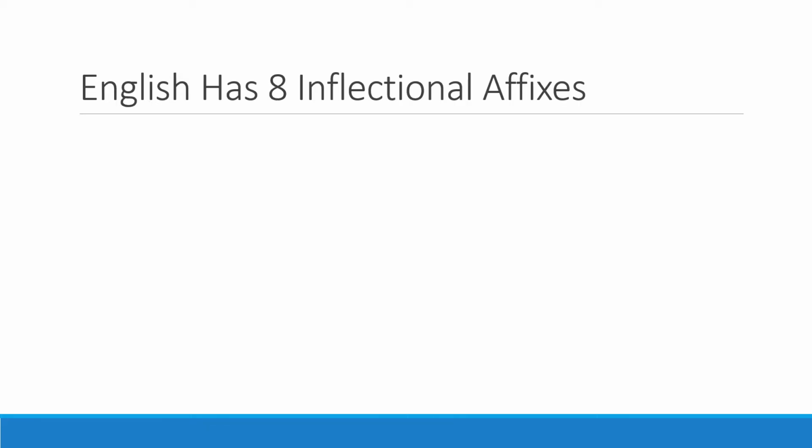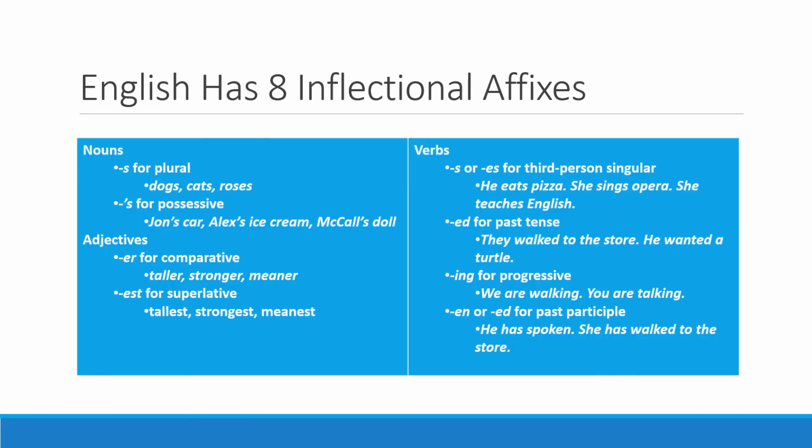So in English, there's actually 8 inflectional affixes. And notice that they are all suffixes. The inflectional affixes in English are all suffixes. So nouns have 2. There's the S for plural, dogs, cats, roses, and there's the apostrophe S for possessive, John's car, Alex's ice cream, Nicole's doll. Remember too not to confuse it with the spelling with IPA, right? So in IPA you wouldn't see the apostrophe S, it's just the sound S or Z or uz, right?